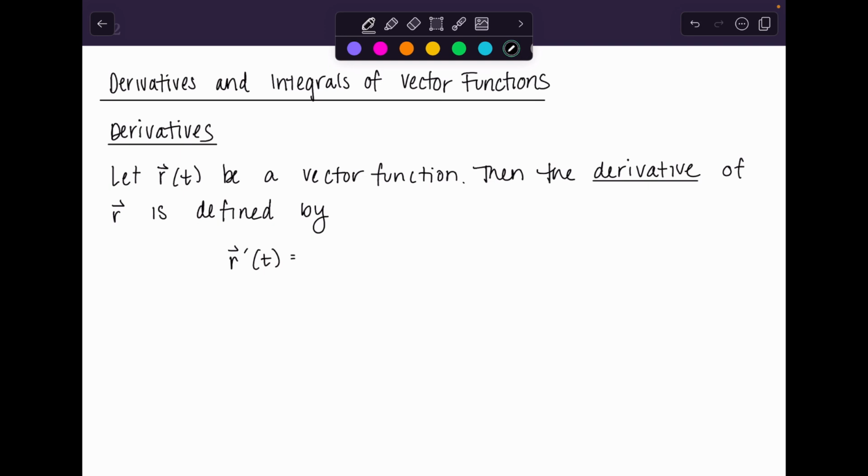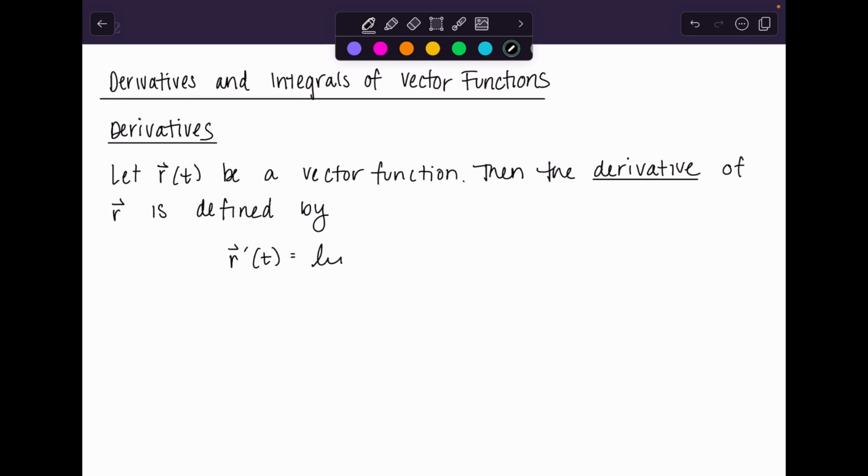If you think back to your formal definition of a derivative before, it did indeed involve a limit. It was the limit as h approached 0 of the function evaluated at t plus h minus the function evaluated at t all over h, okay? Provided, of course, that this limit exists.